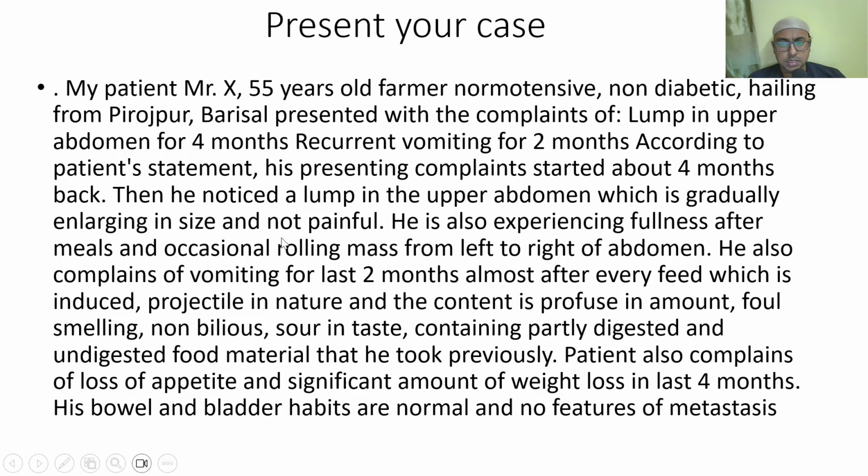his presenting complaint started about 4 months back. Then he noticed a lump in the upper abdomen which is gradually enlarging in size and not painful. He is experiencing fullness after meals and an occasional rolling mass from left to right of the abdomen. He also complains of vomiting for the last 2 months, after almost every feed, projectile in nature, profuse in amount and foul smelling, non-bilious, sour in taste, containing partly digested and undigested food materials that he took previously.